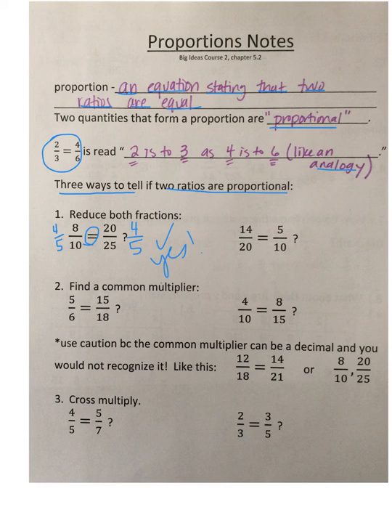Let's try these. 14/20. Well, I know those are both even, so divide them both by 2. 5/10 is already reduced. 7/10 does not equal 5/10, so this is a no.